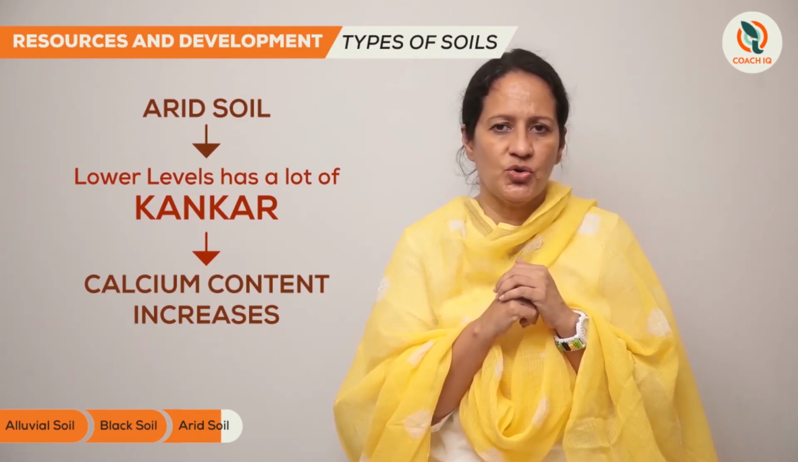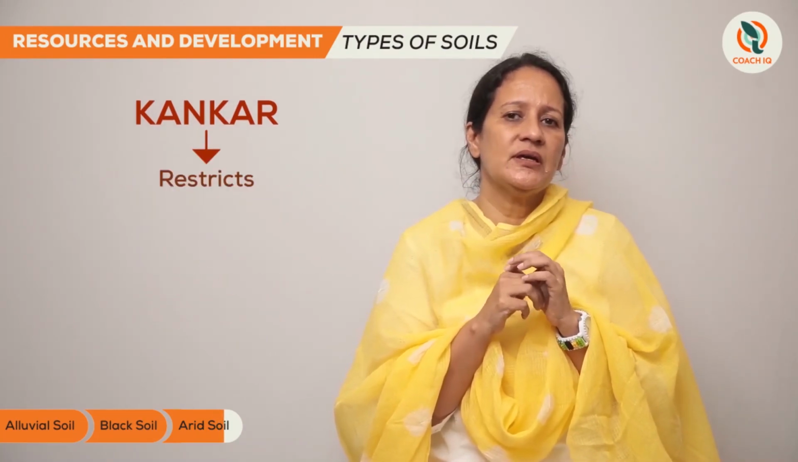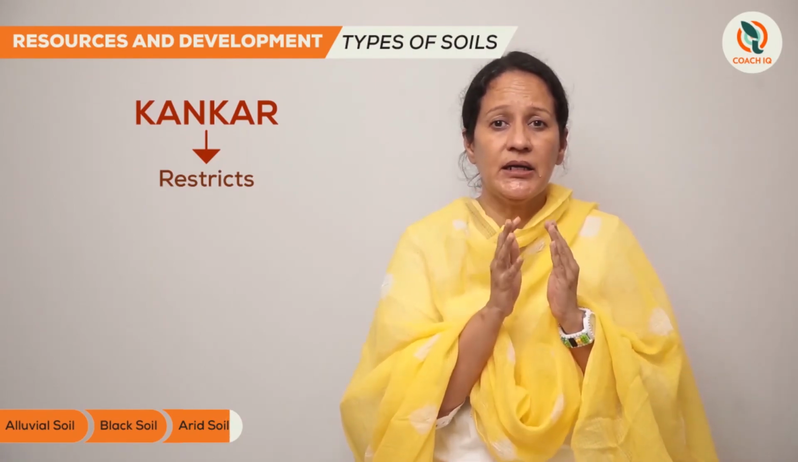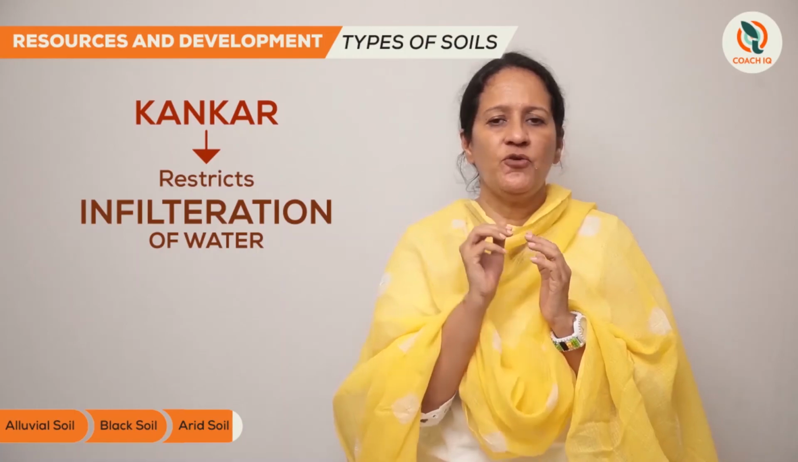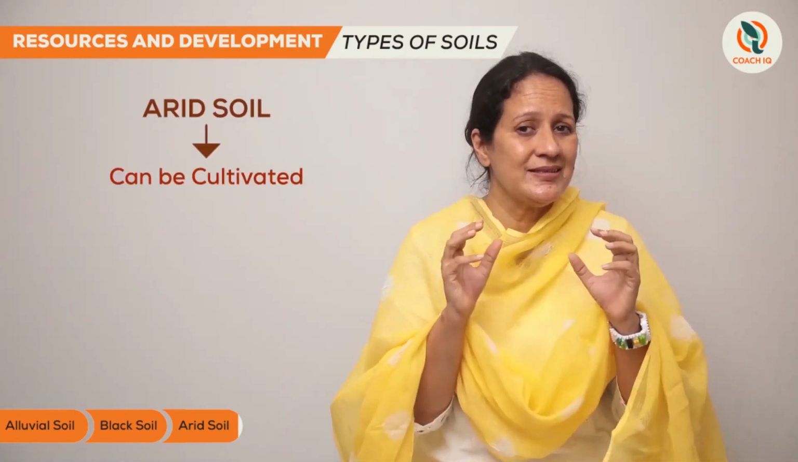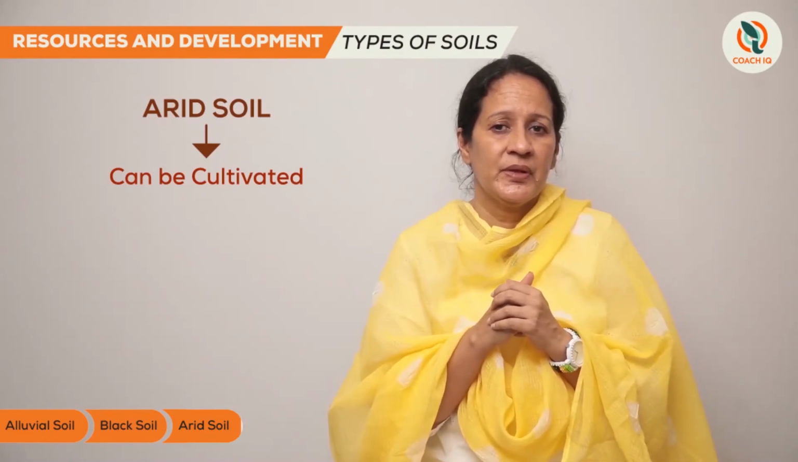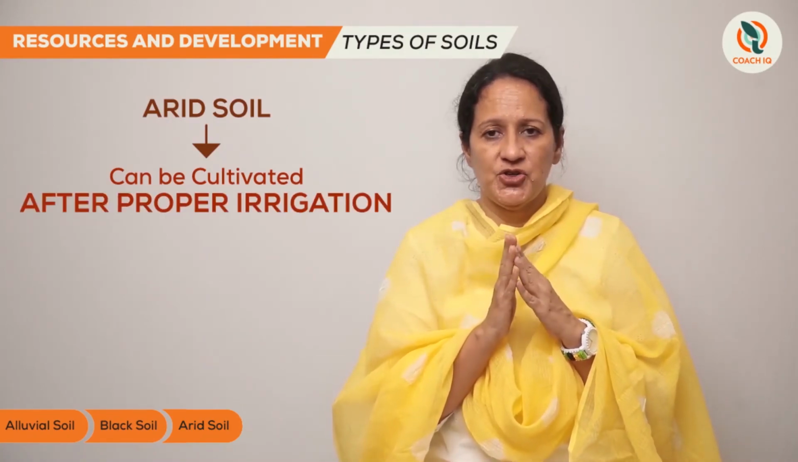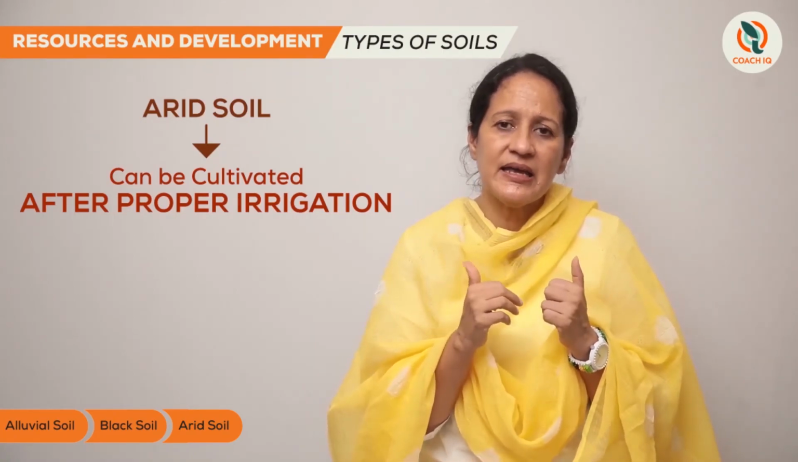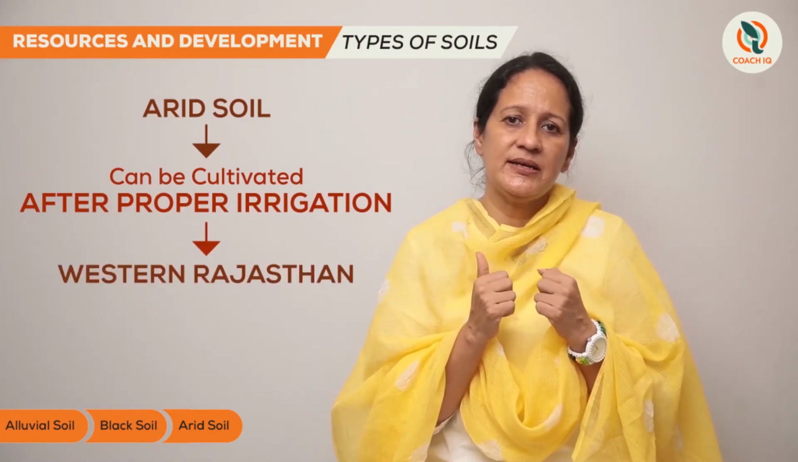Now this is not good. Why? Because it becomes an obstacle, a hurdle for the infiltration of water into the soil. But these soils can be cultivated when? After proper irrigation. Do proper irrigation and the soil can be cultivated, as India has done it in western Rajasthan.